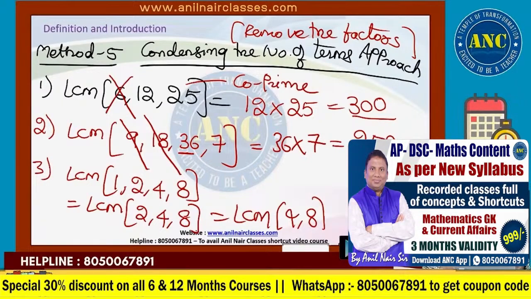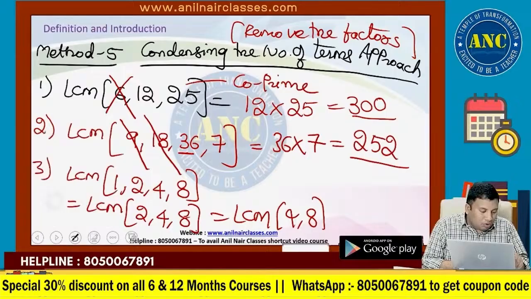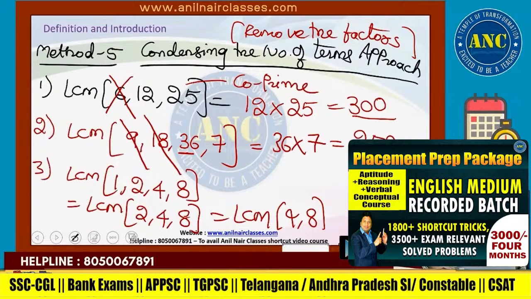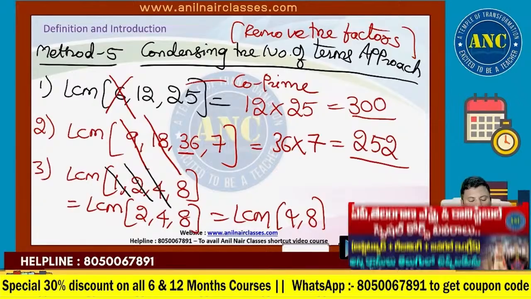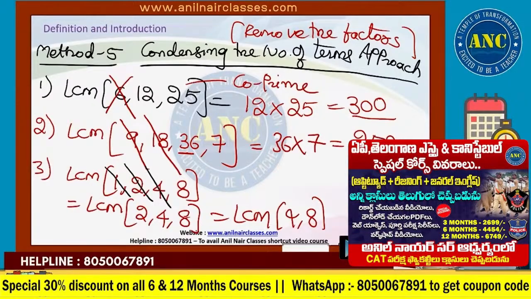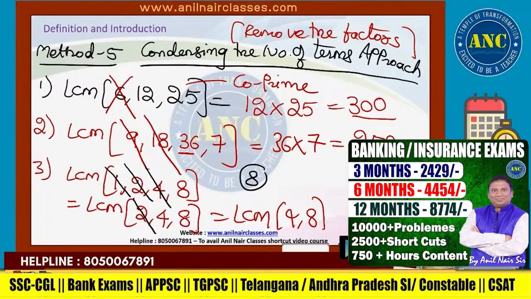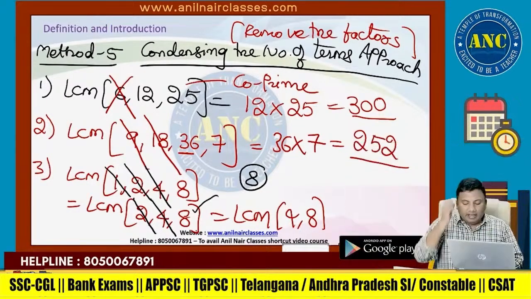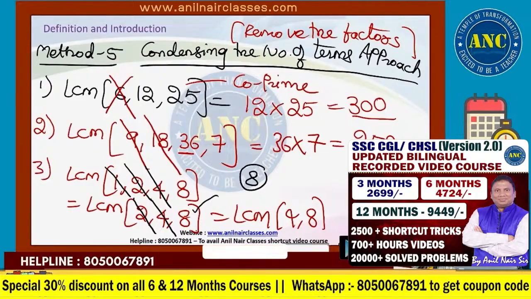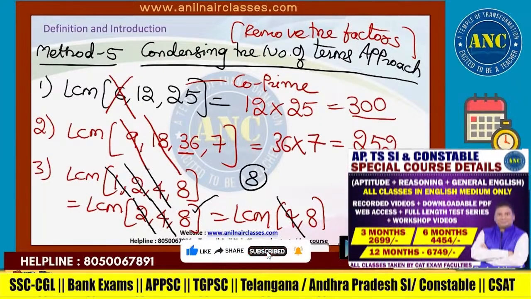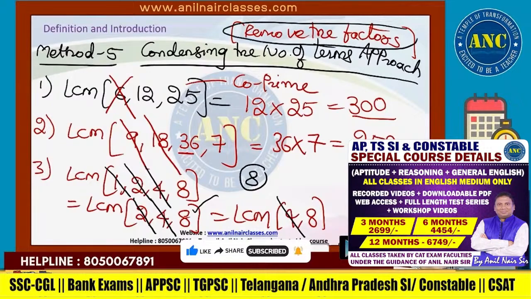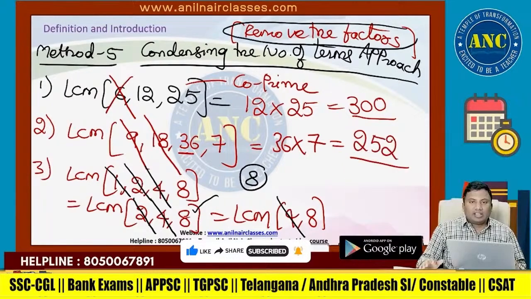Extremely important point: remove all the factors. 1 is a factor of 8, 2 is a factor of 8, 4 is a factor of 8. So the answer for this question is 8. Again for 2, 4, 8, 4 is a factor of 8, so again it is 8. So remove all the factors of a number if they are present in that set.